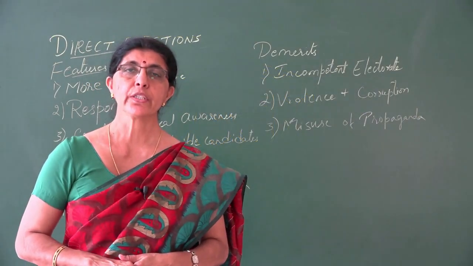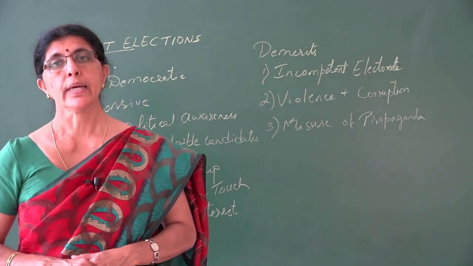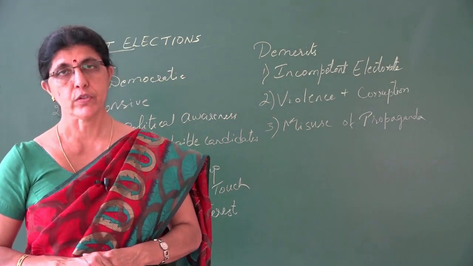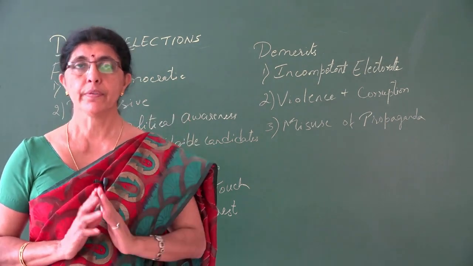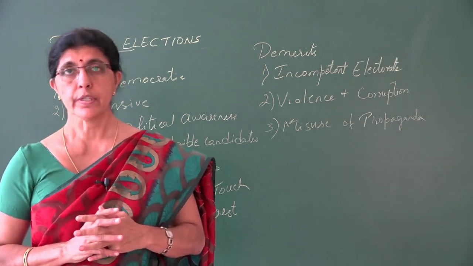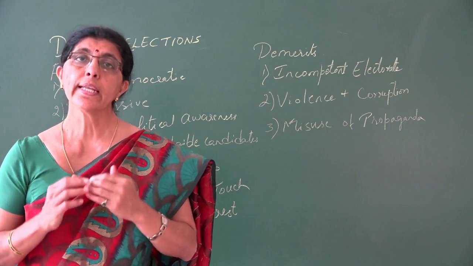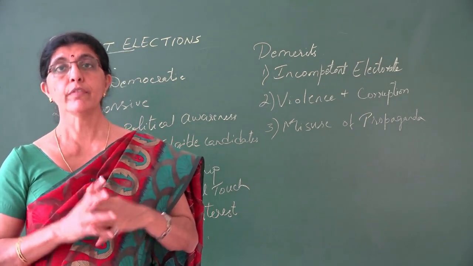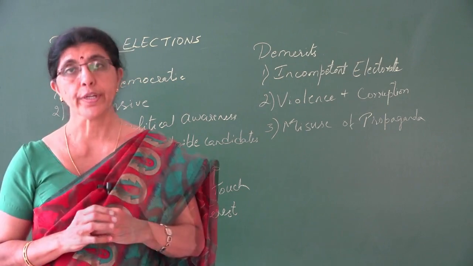Types of elections in India. One is direct elections and the other is indirect elections. In direct elections, the voter elects his representatives directly without any intermediaries, whereas in indirect elections, the voter elects his representative indirectly with an intermediary body.